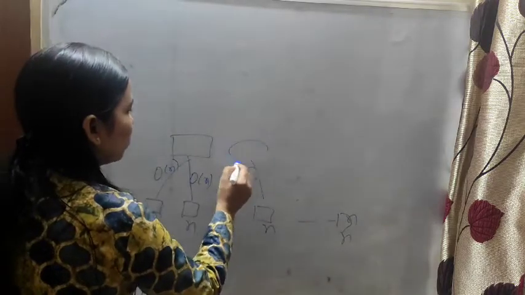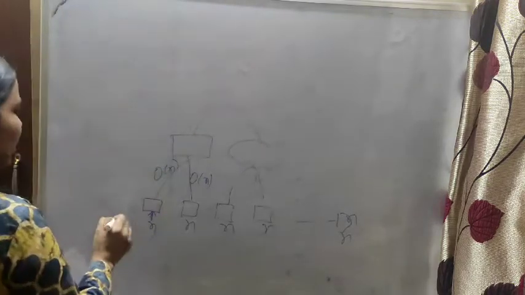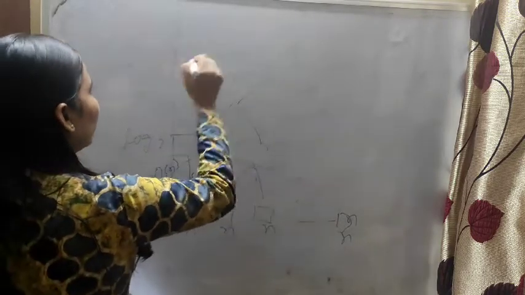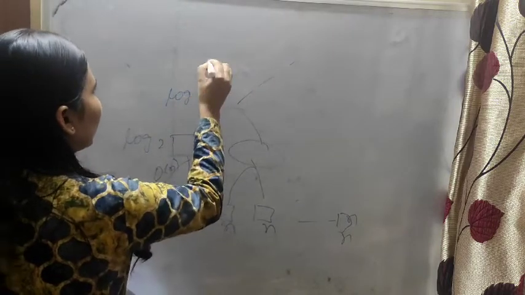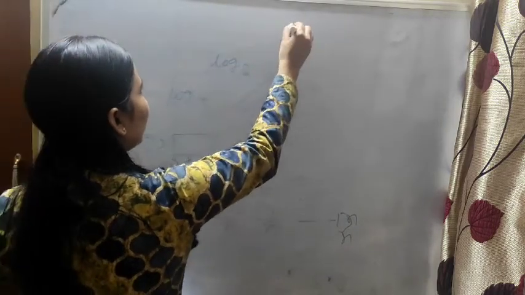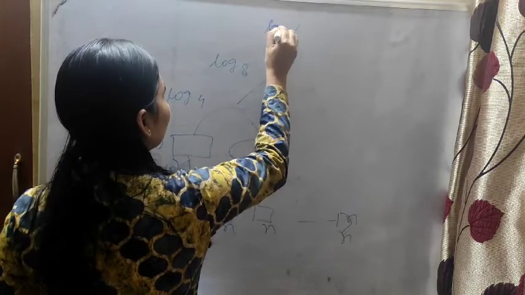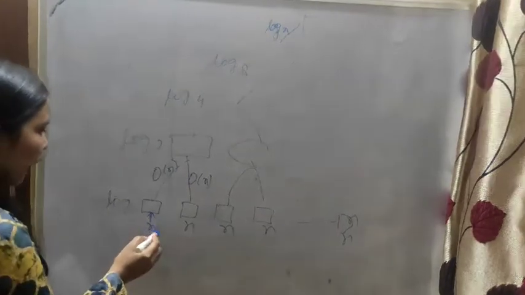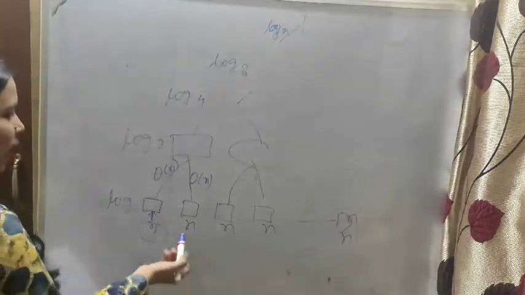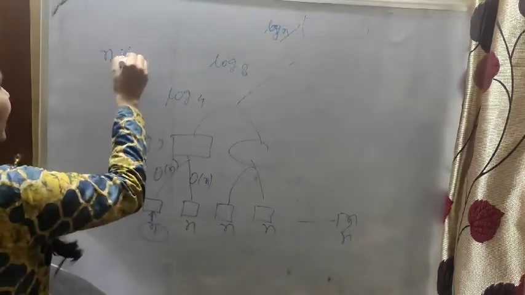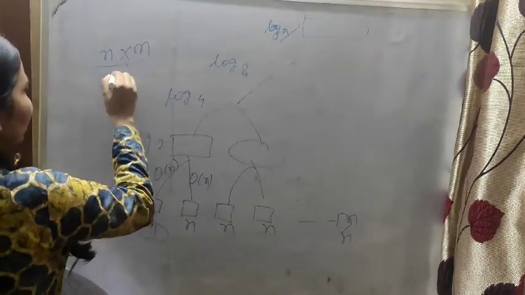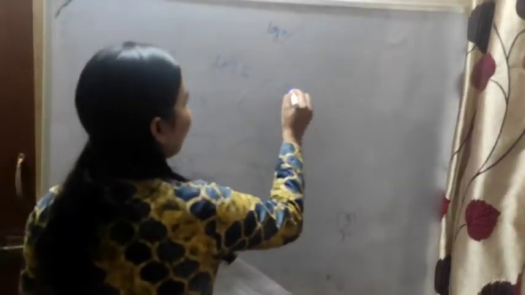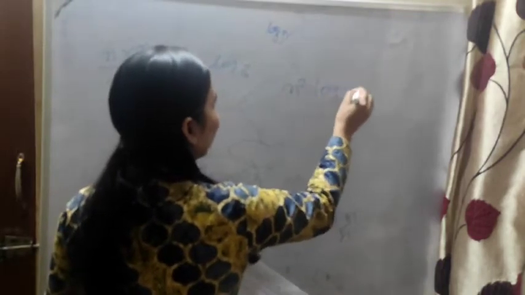Now this one you will merge, and whenever we are merging like this, the log value goes log 2, then log 4, then log 8, and then log n. Now the array size is given n strings and each length is given n, so that means n into n, which is n square. So n square log n will come. So your answer is n square log n.